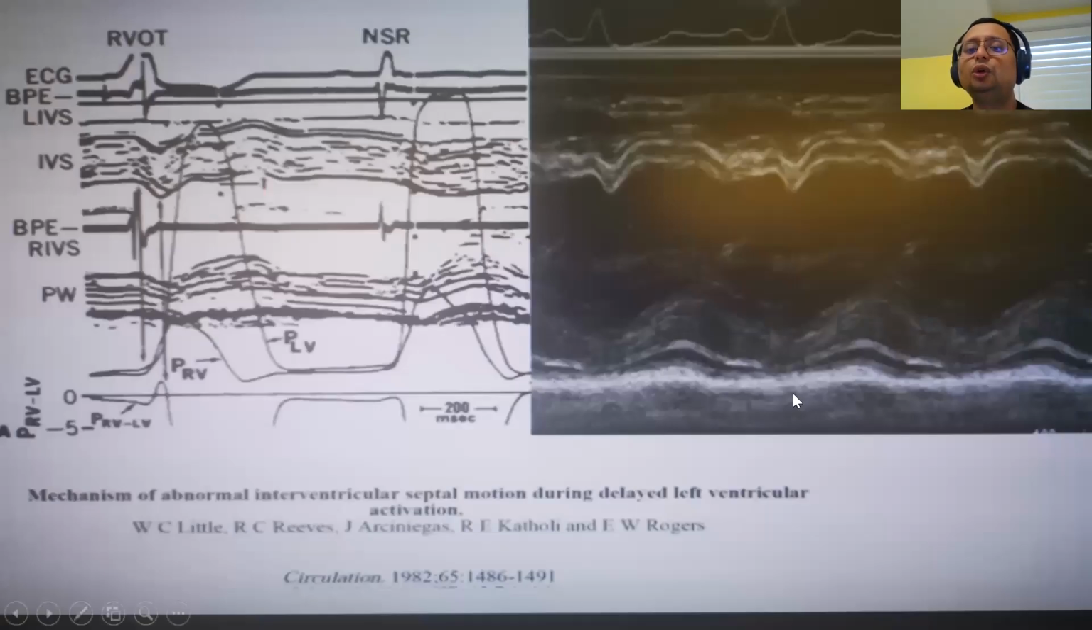Okay, so let me show you another M-mode. This is one of the most difficult M-modes to understand. Now, do you remember? Those of you who work in the emergency department can always talk about left bundle branch block. So what is left bundle branch block? Left bundle branch block is electrical desynchrony. Correct? So the left ventricle is depolarized later than the right ventricle. The impulse goes to the right side before going to the left side.